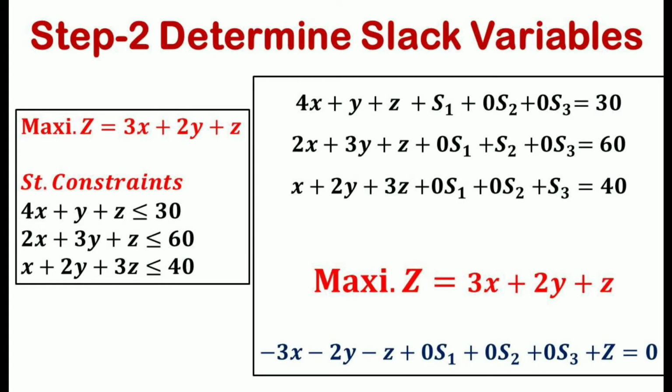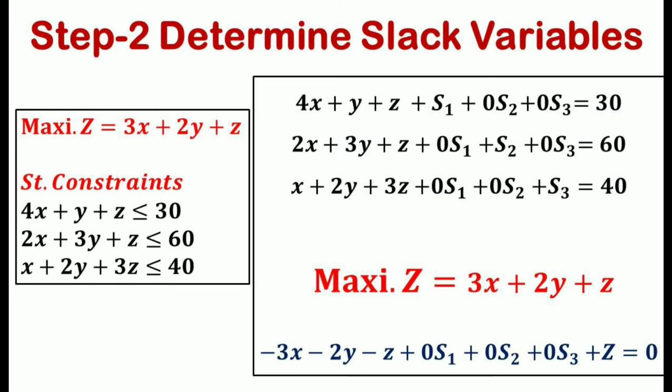So we have three slack variables here because there are three constraints here. Our first constraint is 4x plus y plus z less than or equal to 30. By adding the first slack variable, s1, into the first constraint, it will become 4x plus y plus z plus s1, and the coefficients of s2 and s3 will be 0. So 0 s2 plus 0 s3 is equal to 30.